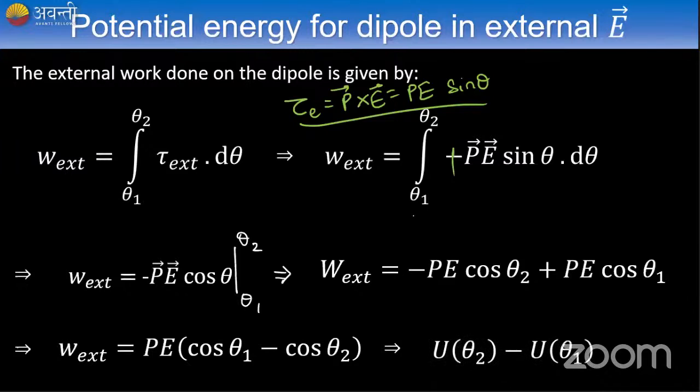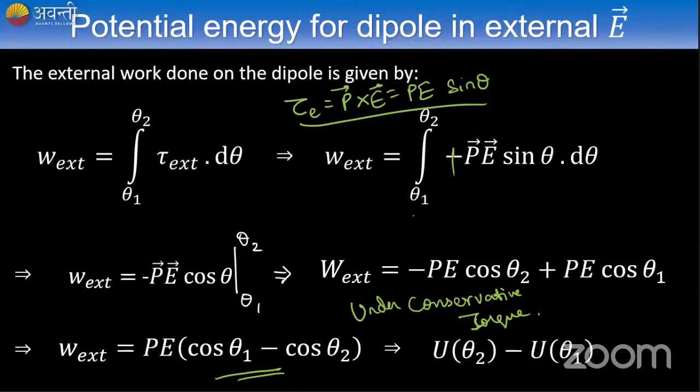Now, under the conservative force, what can we say? Or here in this case, it's not a conservative force, it's a conservative torque. Under conservative torque, we can say my change in potential energy is nothing but the amount of external work done, right? So this is the expression for the external work done.